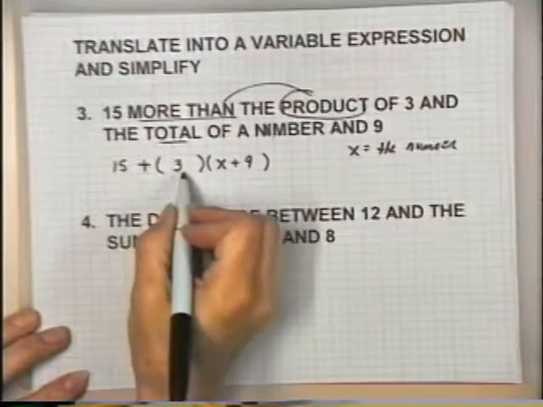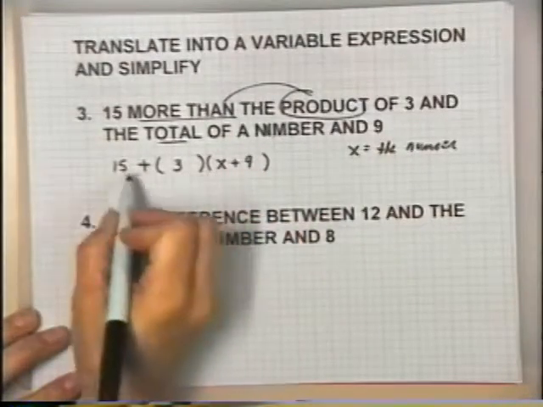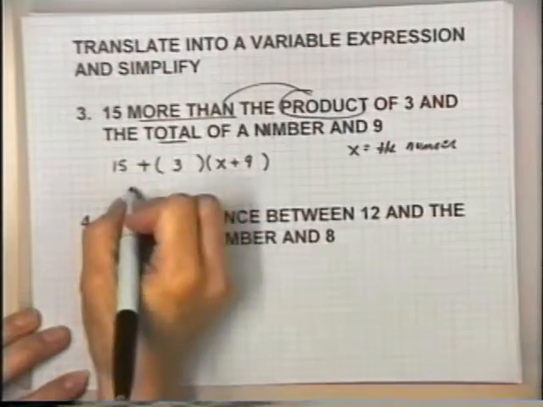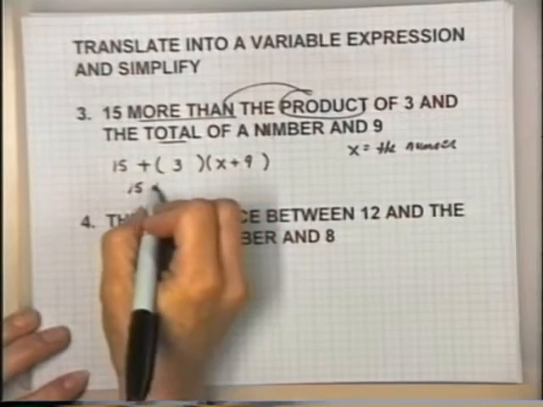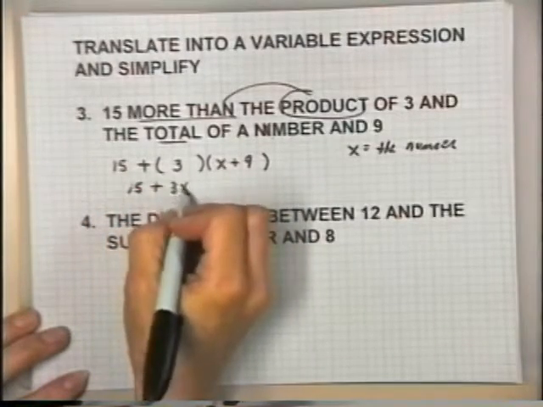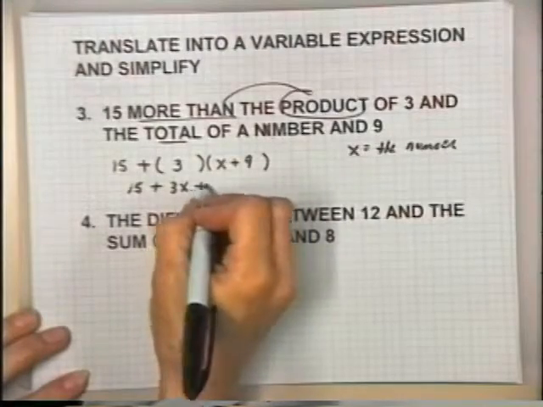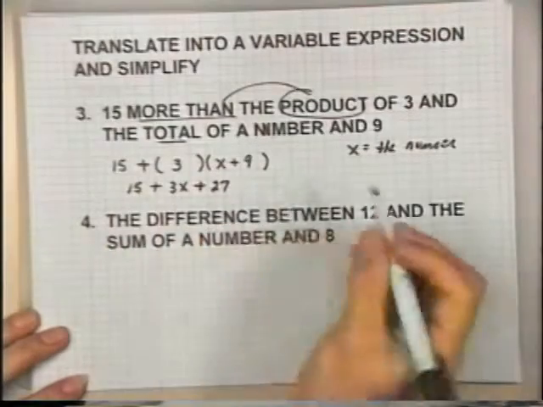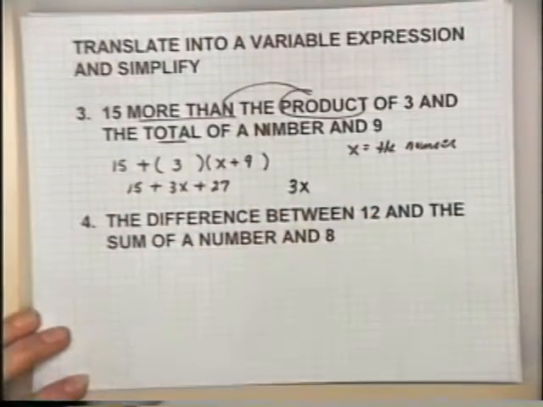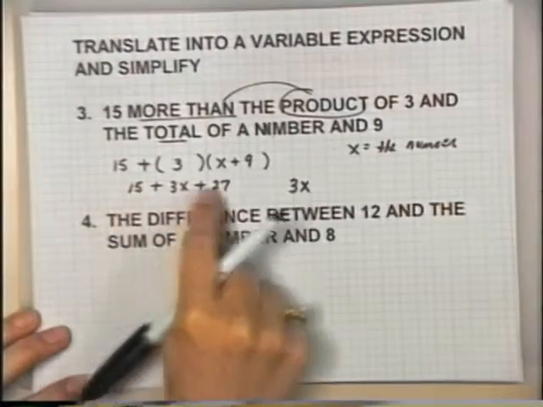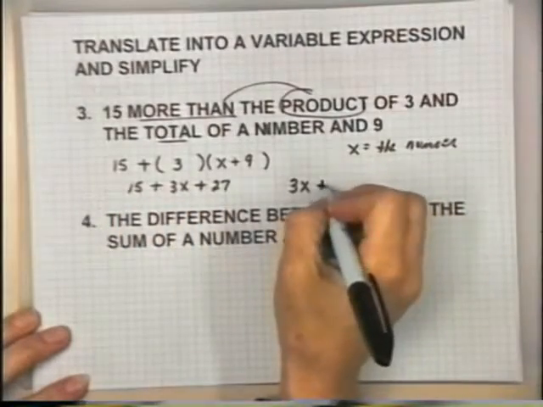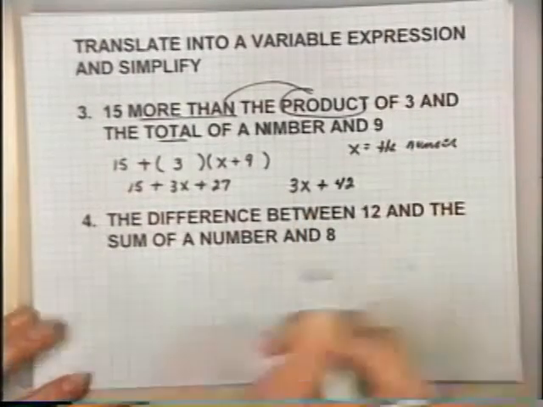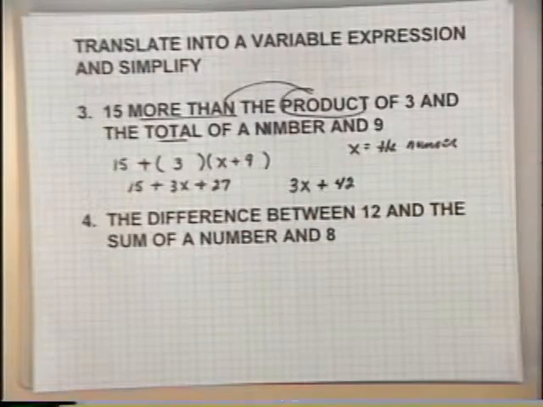Now, to simplify, we know that we multiply before we add. So we will use our distributive property to do this multiplication. 15 plus 3 times X, and we have a positive times a positive here, so plus 27. And then again, we have like terms here. I'm going to write the variable expression first, 3X, and then adding the 15 and the 27, we're going to have a positive, what is that, 42? Okay, 3X plus 42.